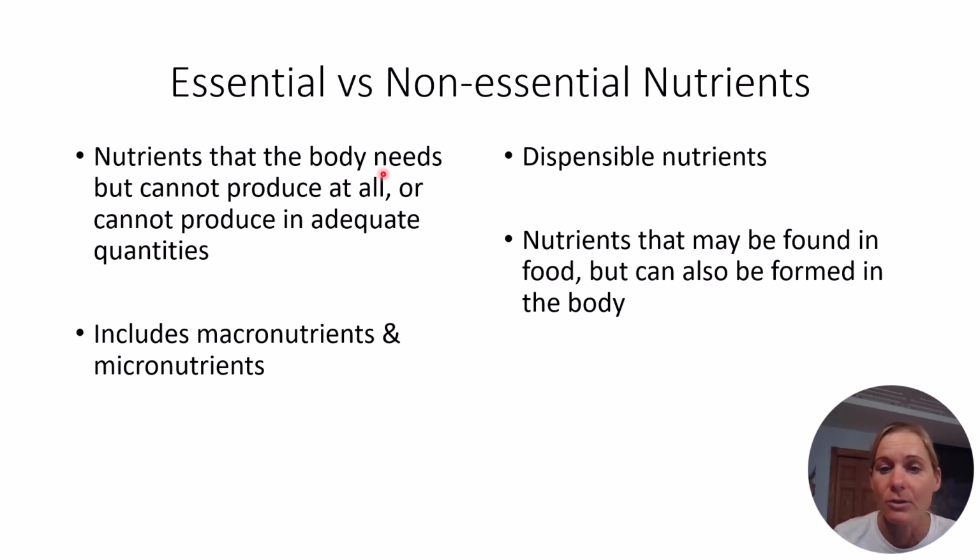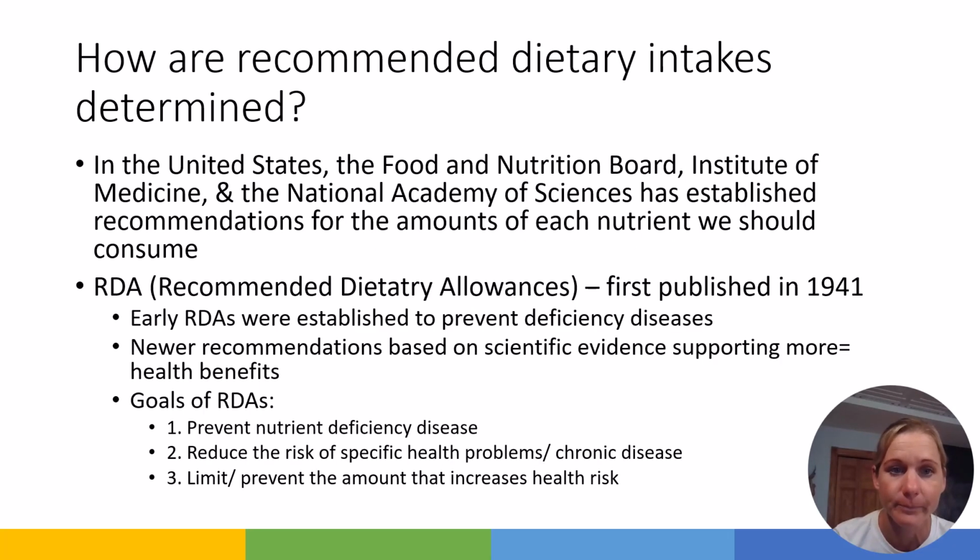And then we have non-essential nutrients, which are dispensable nutrients. These are nutrients that can be found in food, but also formed within the body. An example here would be cholesterol, right? We can get cholesterol from different meat products, from eggs, those types of things, but we can also produce it endogenously, or within our own bodies. So that's one example there. Creatine is another example. We can get creatine from supplements, we can get creatine from meats, but we can also produce it endogenously, or within ourselves. So again, those are the major differences between essential and non-essential.